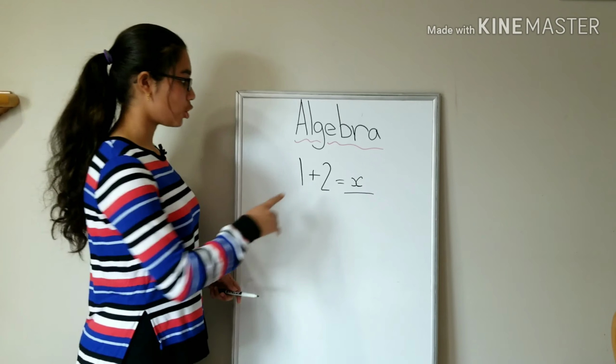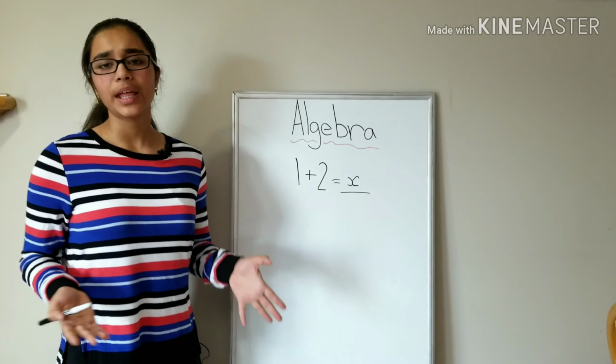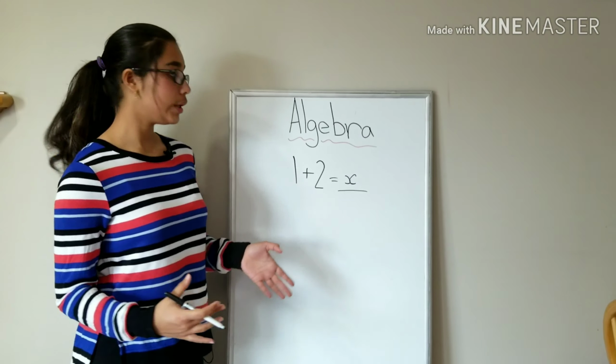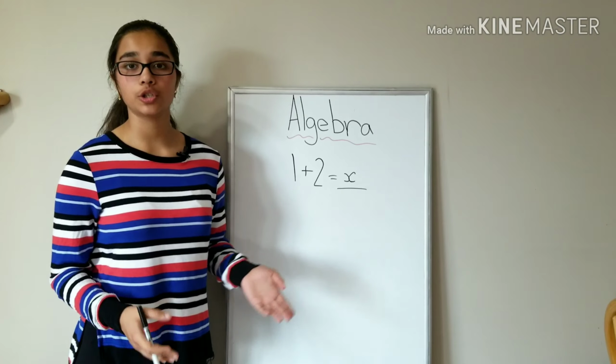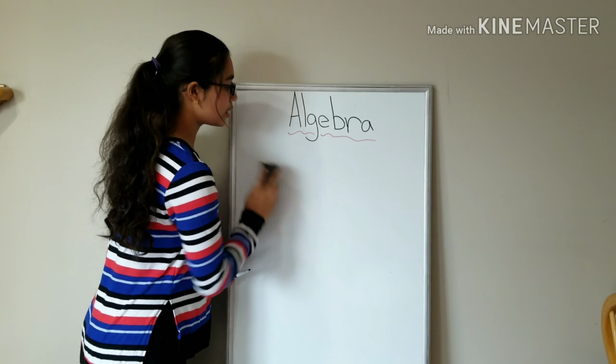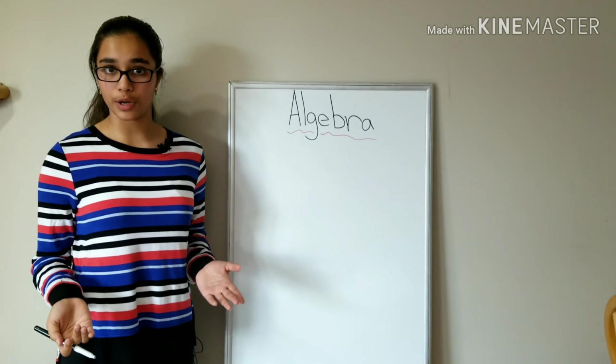So in this equation, we have 1 plus 2 equals x. What is x? Here we have it really simple. All we have to do is the addition. We know that x here equals 3. Now, let's review some rules of algebra, the most basic rules of algebra.